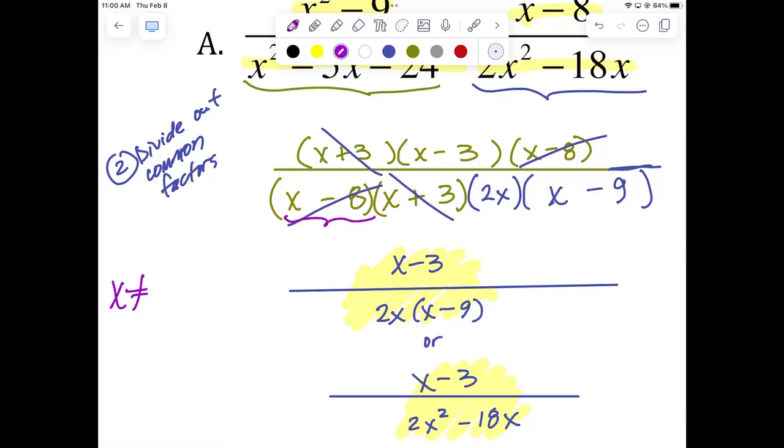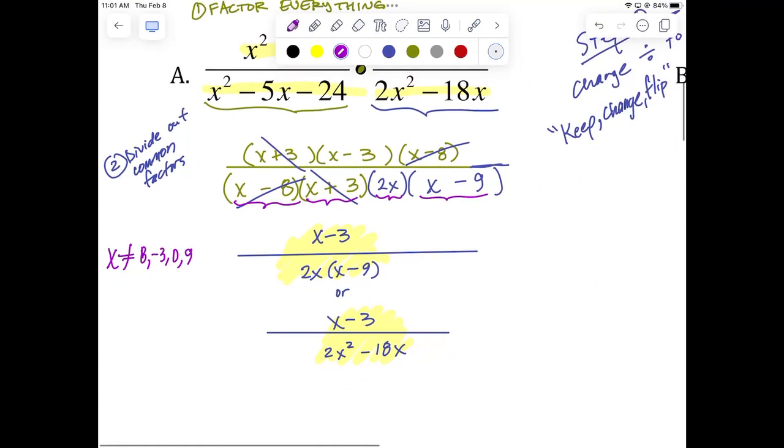So what value of x makes x minus 8 0? 8. So 8's off limit. What value makes x plus 3 0? Negative 3. Good. What value makes 2x 0? Not 1. Not 2. 0. If you have a factor of just x or 5x or something times x, 0 is what makes it 0. All right. What root makes x minus 9 0? 9. Okay. And that's it. Those are the excluded values.